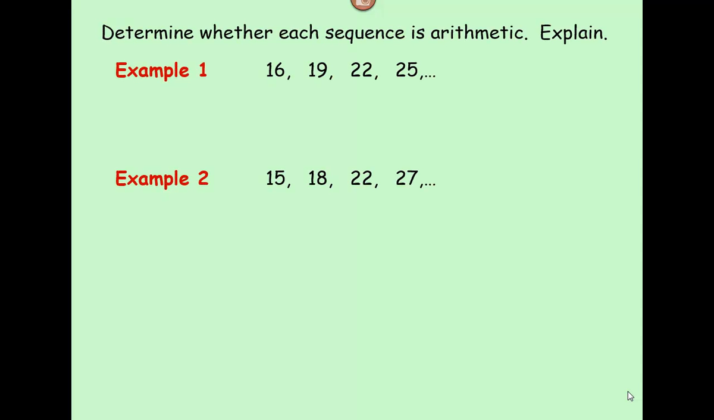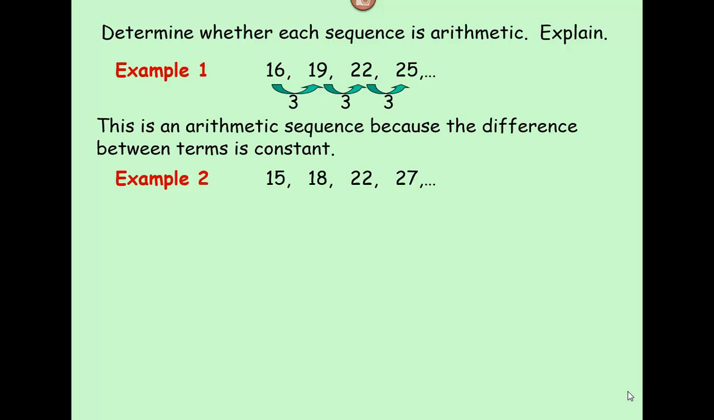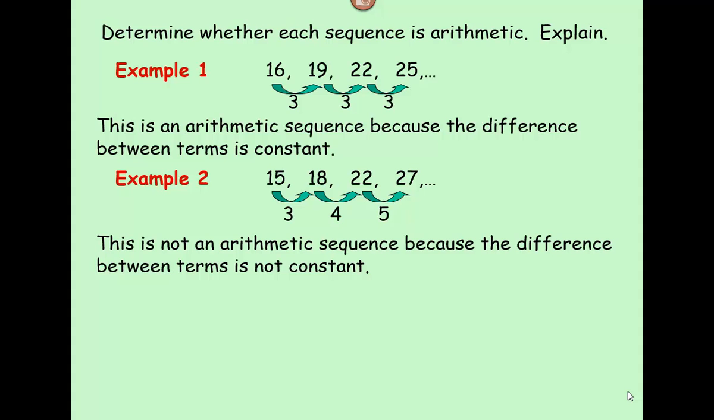So let's look at a couple examples and let's decide whether or not they are arithmetic. In the first one we can see that going from 16 to 19 is 3, and because every single term differs by that same amount, 3 each time, we have an arithmetic sequence. How about in example 2? You can see that we differ by 3, then by 4, then by 5. This is not an arithmetic sequence because those numbers are not always the same number. There is a pattern being followed, but it's not arithmetic.